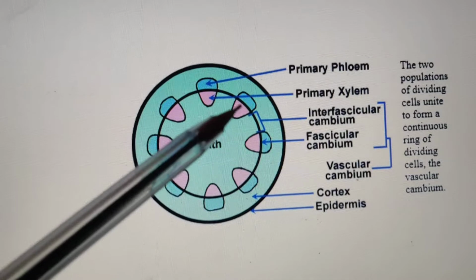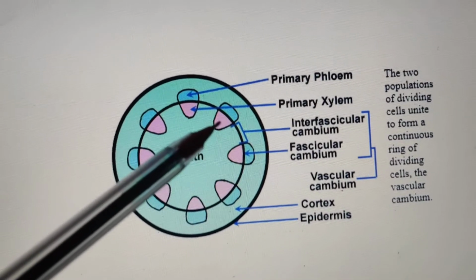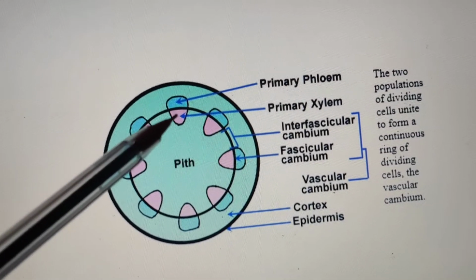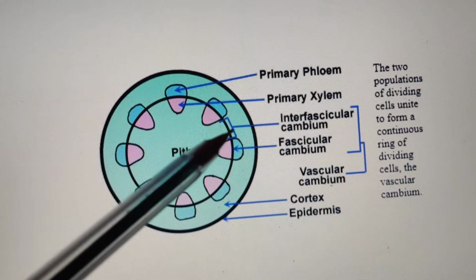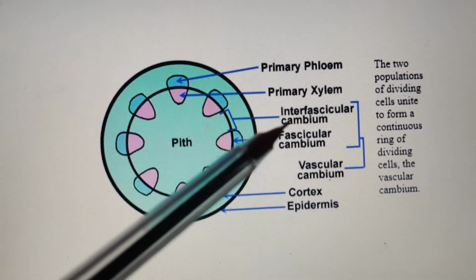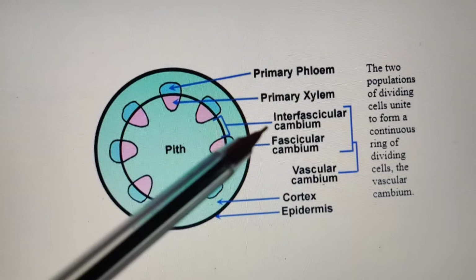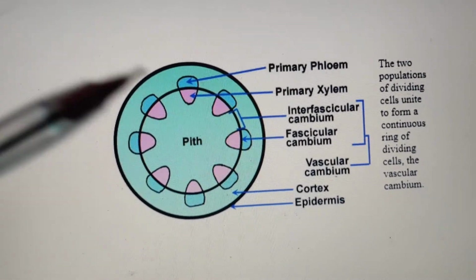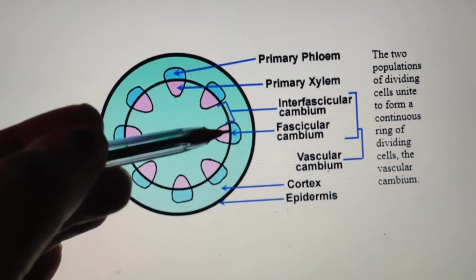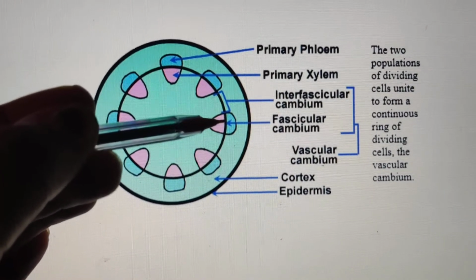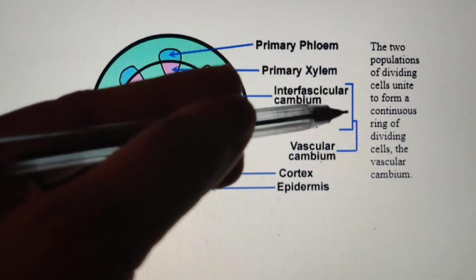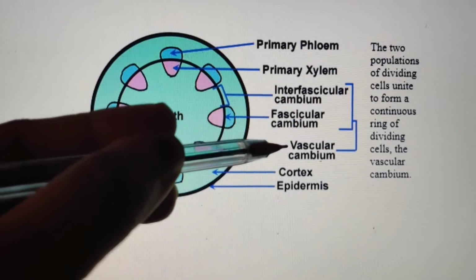This is another diagram we can easily see. These are the phloem, and these pink ones are xylem. The connection between these two is termed the interfascicular cambium, and the connection between one xylem and phloem, this one, is termed the fascicular cambium. Together, the interfascicular cambium and fascicular cambium are termed the vascular cambium.